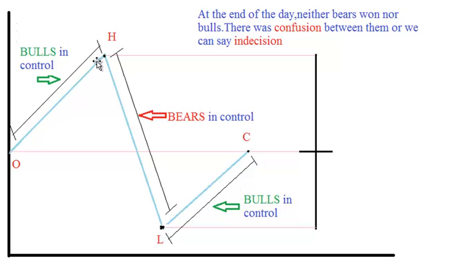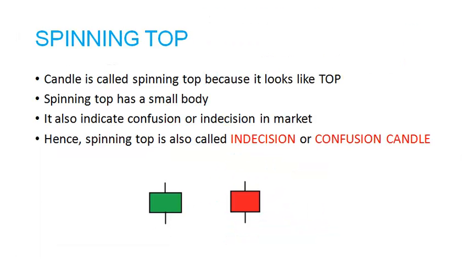Here the bulls were in control, and then the bears were in control, and then finally bulls were in control, but they really could not have a very strong finish, and because they did not have a very strong finish, there was a confusion. There is no particular direction on that day, and hence it is called a doji, and doji is an indecision candle.